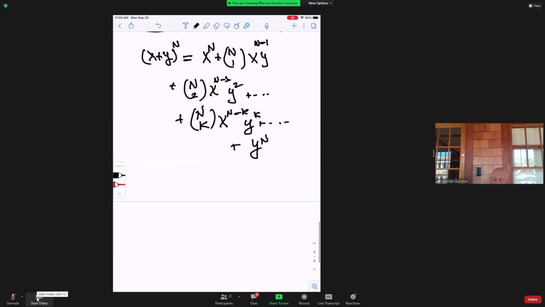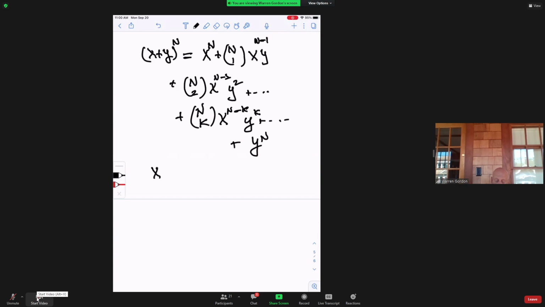In fact, I can write this more succinctly as follows. I'll write it 2 different ways. Oh, sorry, I forgot the combination. k going from 0 to n. Or if I wanted to, I could write it this way.